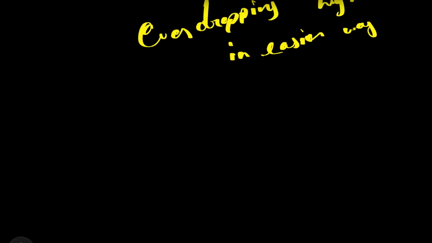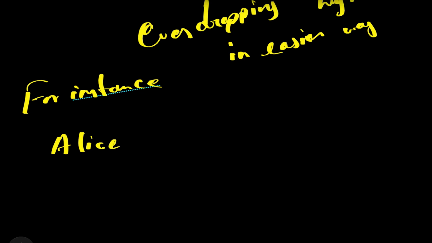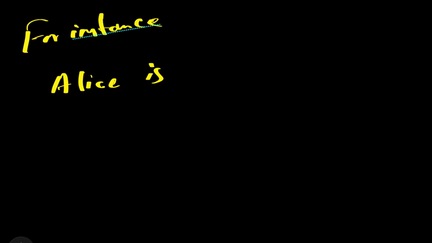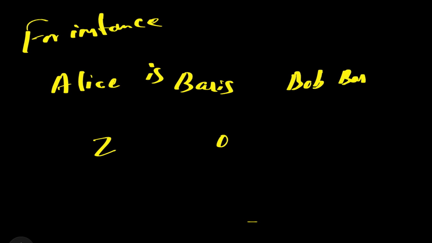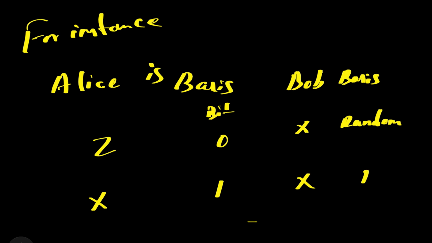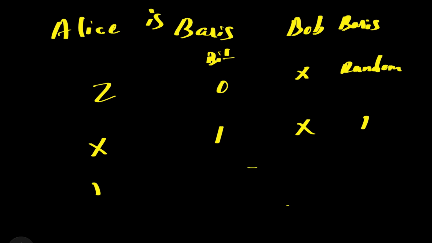Alright, now let's go for an example. For instance, if Alice is using basis Z and transmitting bit 0, and Bob is using the X basis, the result becomes random. Now Alice is using the X basis, and it may be bit 1, and Bob is also using the X basis, so now it becomes the same bit. Now Alice is using the Y basis and the bit is 1, and Bob's basis is also Y, so the bit will be 1.